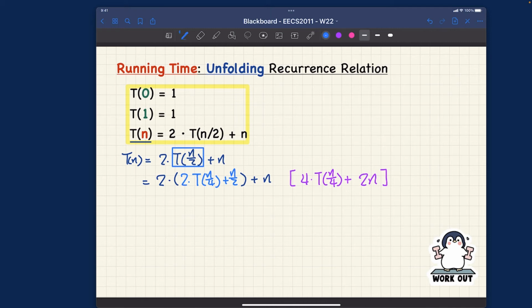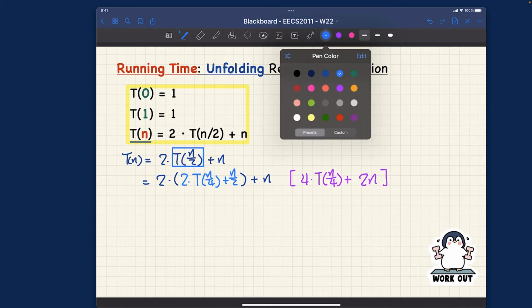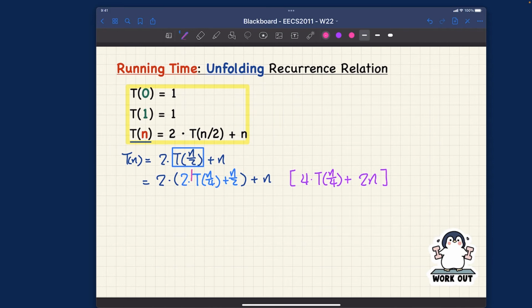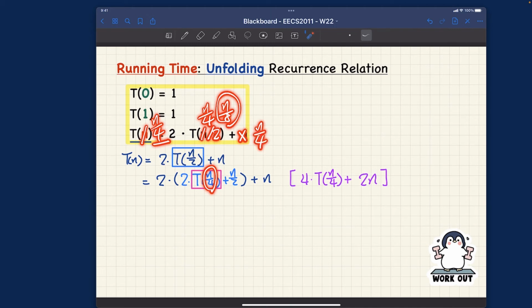For the next one, what we want to do is unfold this expression over here, and we'll do a similar substitution. We're going to substitute n over here by n over 4, as we said over here. So n over 4 divided by 2 is n over 8. And also n over 4 over here, just replace it. Right? That's what we're going to get. Let's now write it down.